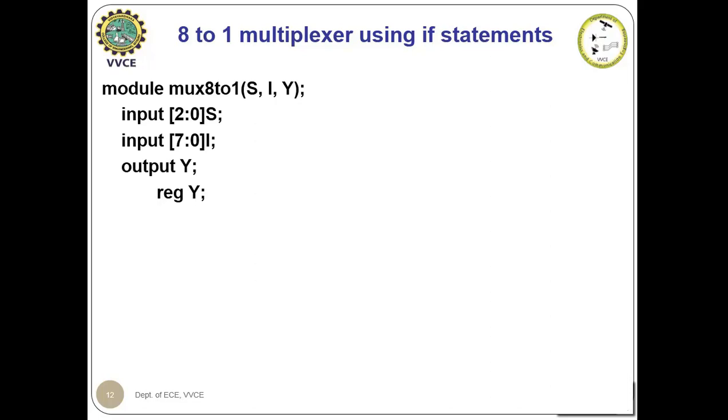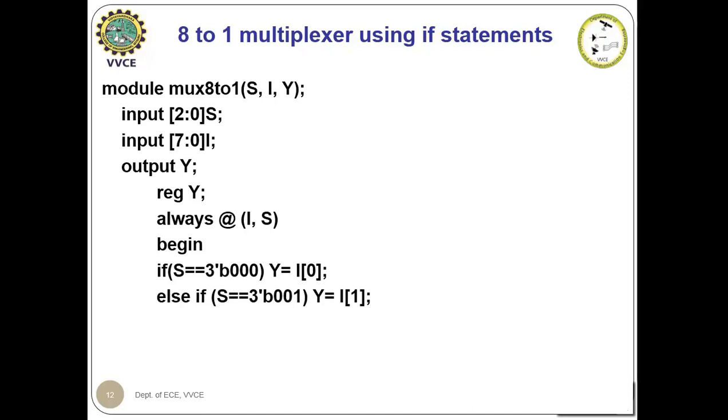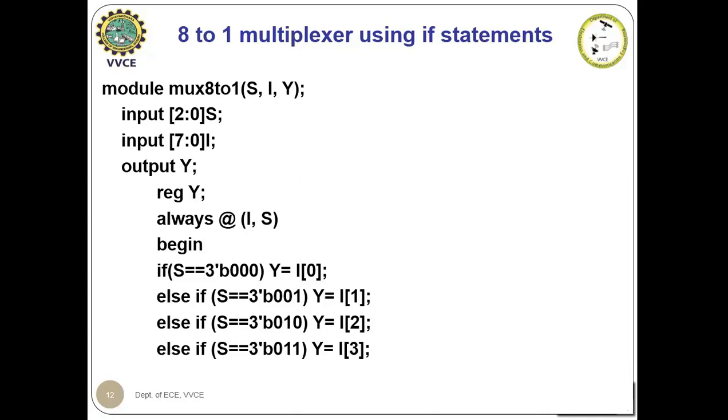As it is a behavioral description, output will also be declared as reg. Then always @(I, S) begin, whenever there is an activity in I and S. Then if S is equal to 0, 0, 0, Y is equal to I of 0. Else if S is equal to 0, 0, 1, Y is equal to I of 1. Else if S is equal to 0, 1, 0, Y is equal to I of 2. Else if S is equal to 0, 1, 1, Y is equal to I of 3.